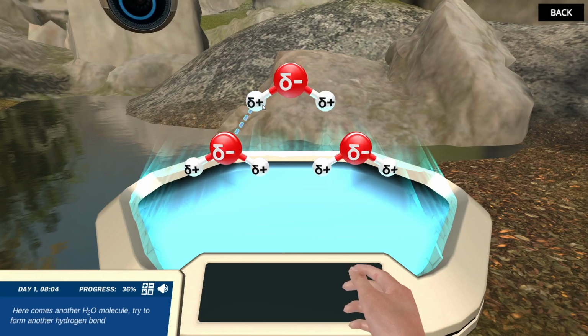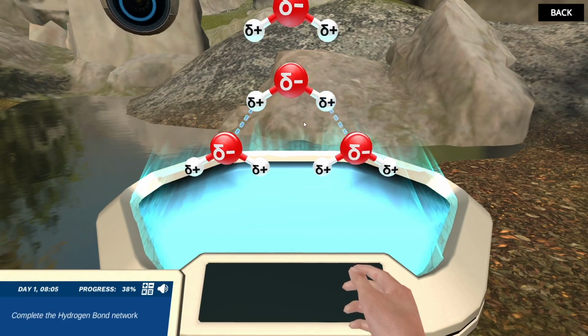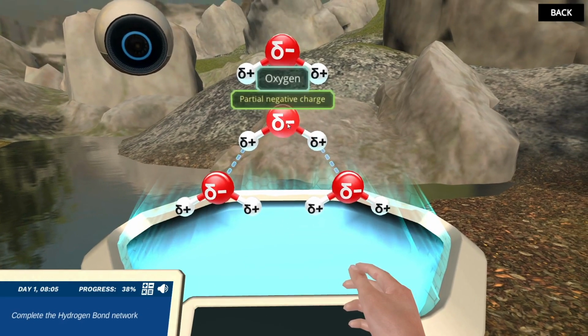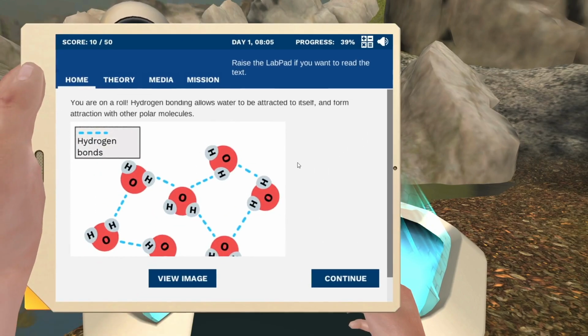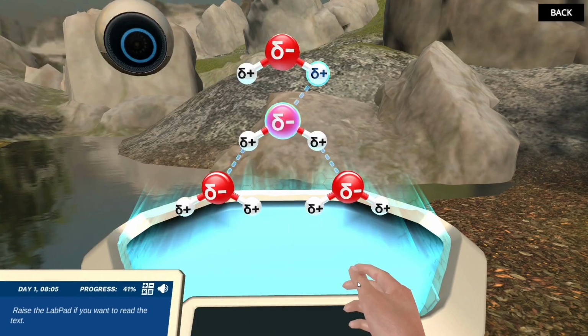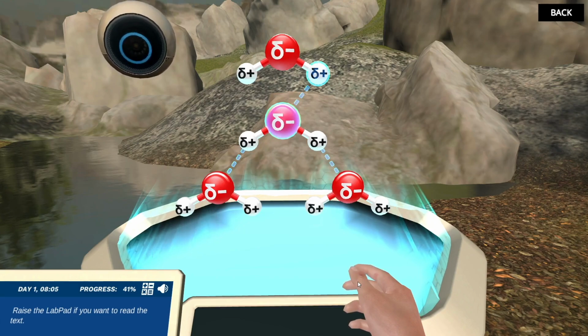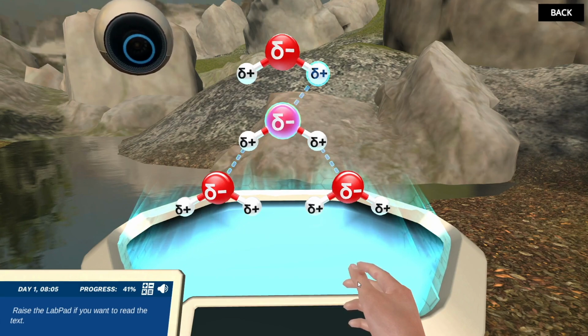Here comes another water molecule. Try to form another hydrogen bond. Complete the hydrogen bond network. You are on a roll. Hydrogen bonding allows water to be attracted to itself, and form attraction with other polar molecules. With this newfound knowledge, let's explore the forest to see the properties of water in action.